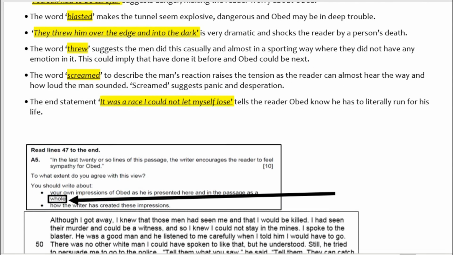The word "scream" to describe the man's reaction raises attention, as the reader can almost hear how loud the man is. Also, "scream" suggests panic and desperation. And the end statement, "it was a race I could not let myself lose," tells the reader that Obed knew he has to run for his life.